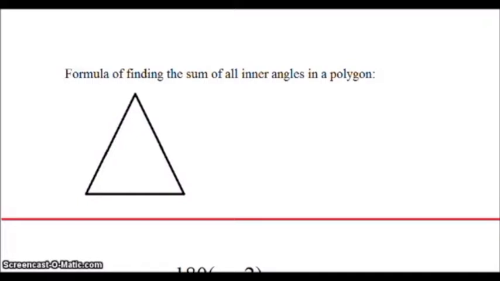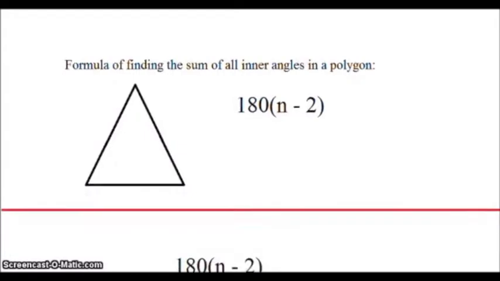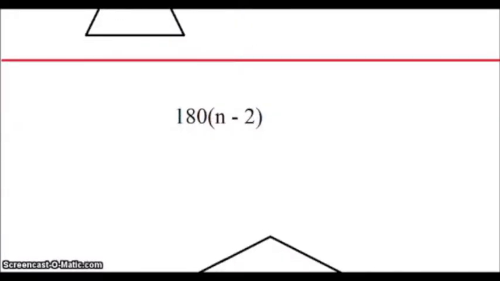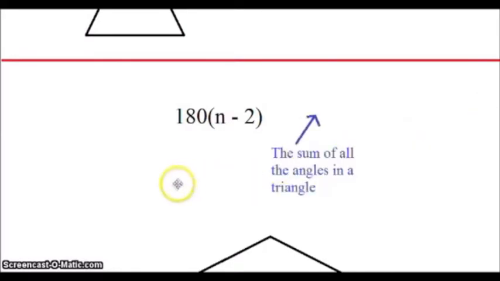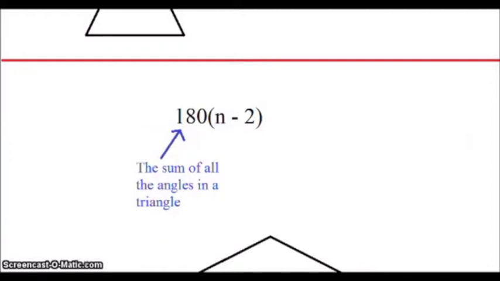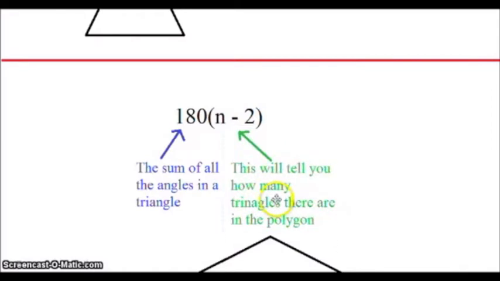Now the formula for finding the sum is n minus 2 times 180. N is the number of sides in a polygon, and 180 is the total sum of angles in a triangle. So here's a quick, easy way to see this. Now n minus 2, this equation right here in the brackets, will tell you how many triangles there are in the polygon.